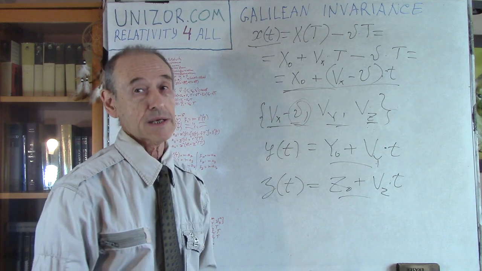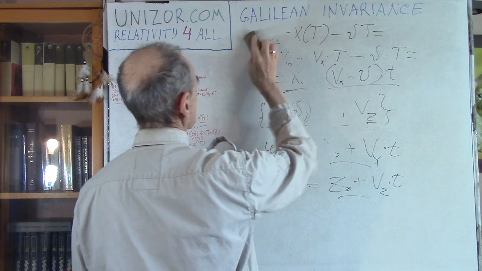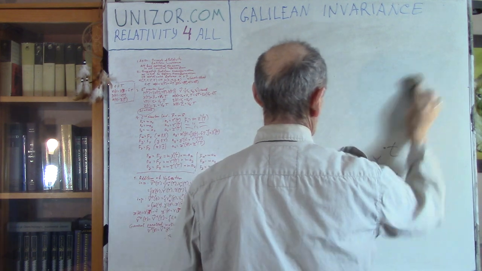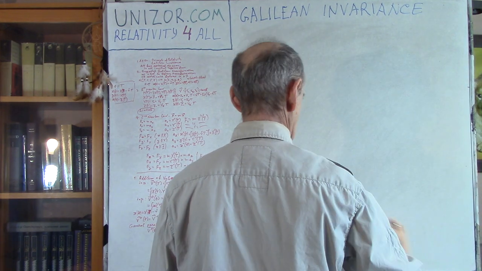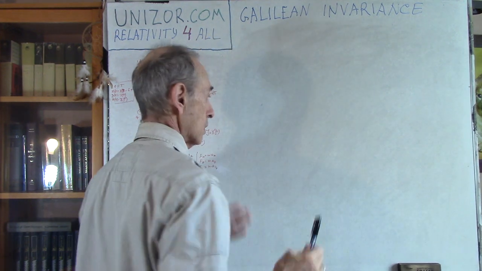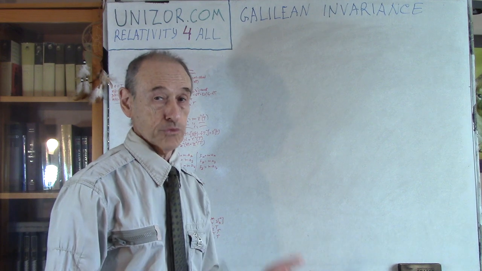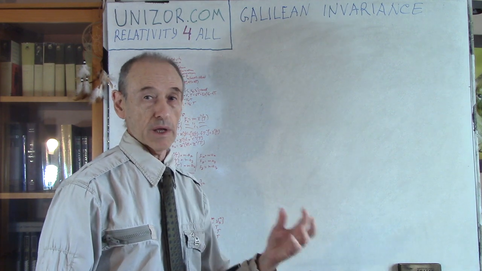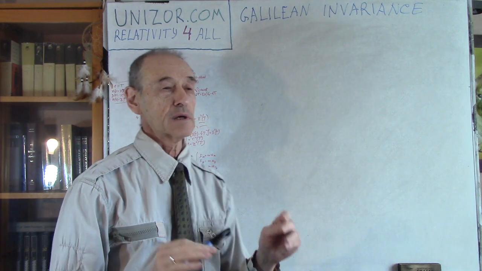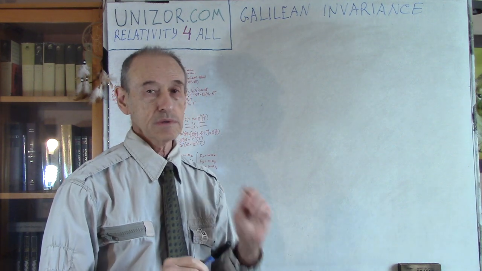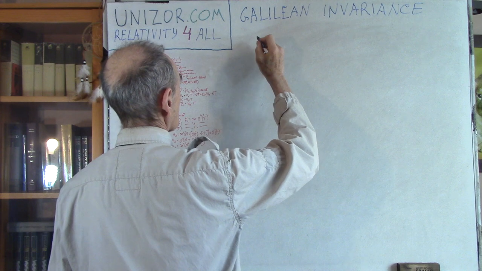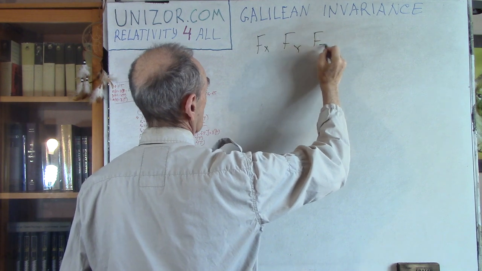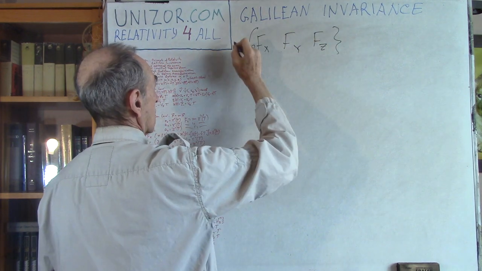Okay, let's talk about the second law. Second law is related to force. So there is some kind of force, it's one force or a sum of many different forces which are acting on the object. And again, let's right now consider a constant force. Constant force has in the alpha system certain coordinates, fx, fy, and fz. This is a vector of force. Let's call it f.